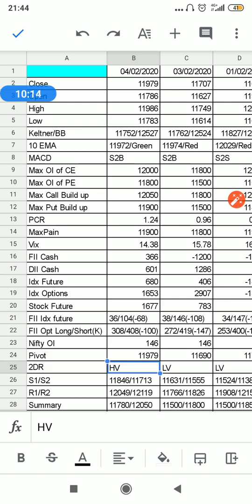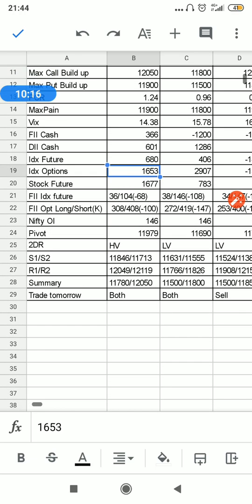So for tomorrow, what is the plan? Again, I have taken the S1 and S2 at 846 and 713. R1 is at 12,050 and R2 is at 12,119. Today's low will be very, very critical on the downside, that is 11,780, and on the higher side this 12,050 is going to be very, very critical, because the 20 period moving average and the 50 period moving average are both at that place. Okay, and the budget day high is around 12,020.